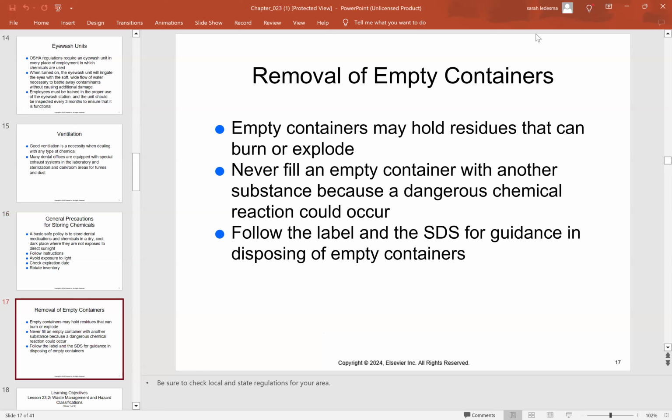Empty containers can hold a residue, so we want to make sure that we're removing them. We're not going to fill empty containers with another substance because it's dangerous. And we'll follow the label and the SDS for guidance in disposing of empty containers.